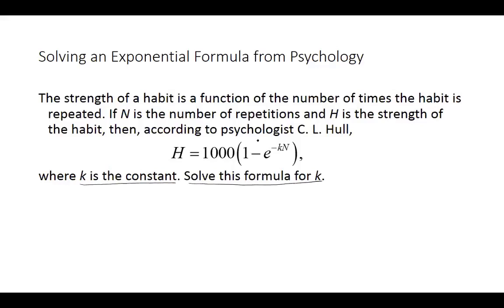So we need to isolate k. We're going to use our properties that we learned to do that. The first thing I want to do is divide both sides by 1,000, so I can isolate k. So on the left-hand side, I get h over 1,000 is equal to, now on the right-hand side, 1 minus e to the power of minus kn. The next step is to subtract 1. I'm going to move this 1 to the left-hand side. So I get h over 1,000 minus 1. I'm getting really close to isolating my unknown here.